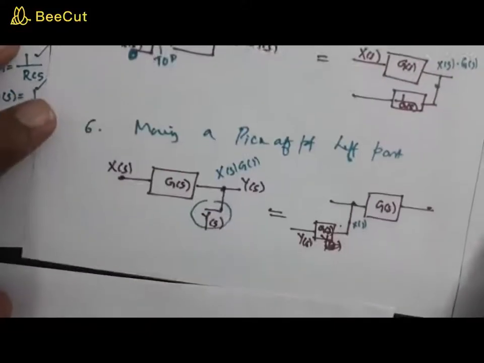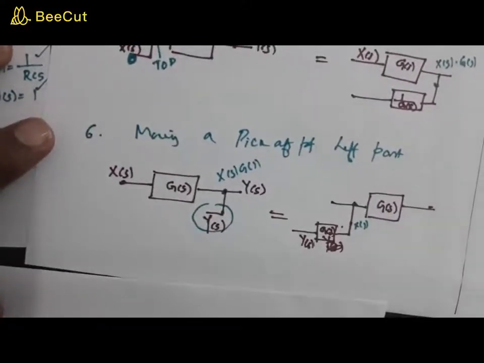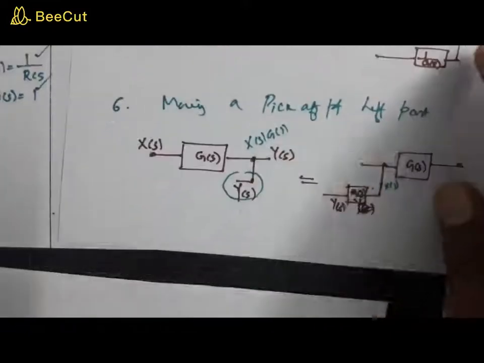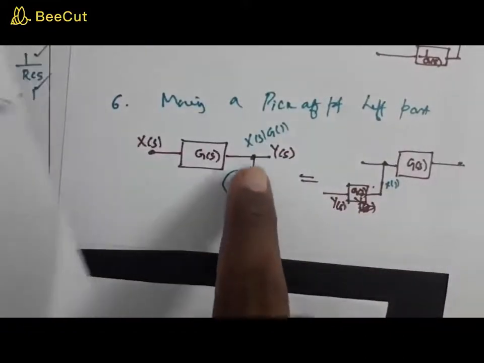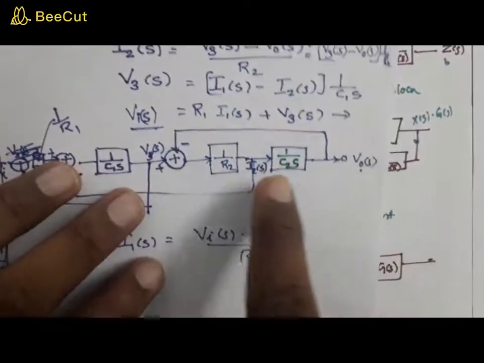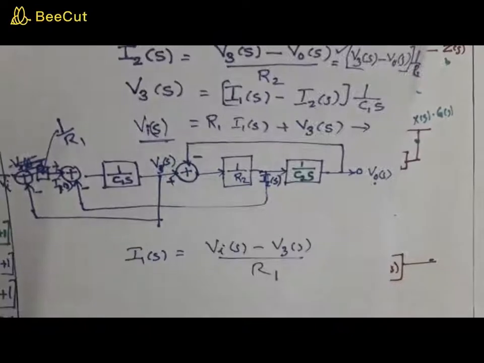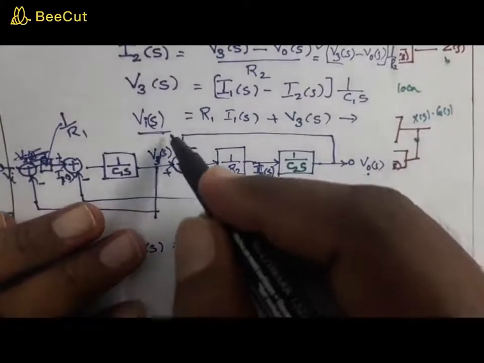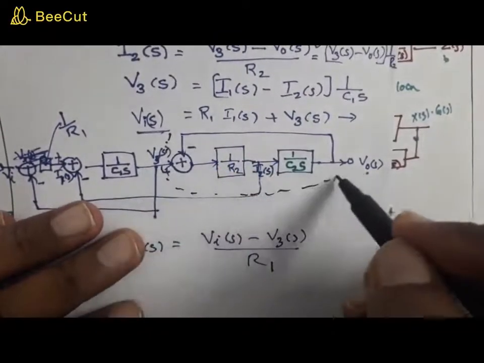So as I told you, this is not to be learned by heart, but rather try to do this with logic and make appropriate changes. So our main objective is to convert it into a canonical form. I'll just explain what we have learned here. Say suppose this is a pick-off point right past a block. Look at this block diagram which we have already seen.